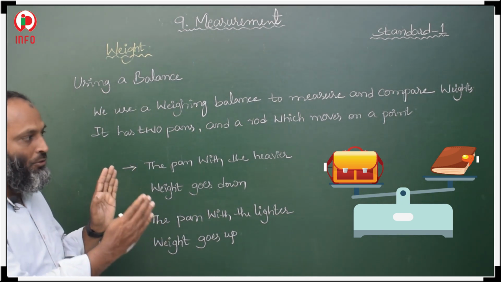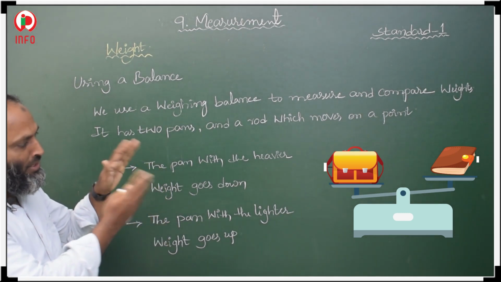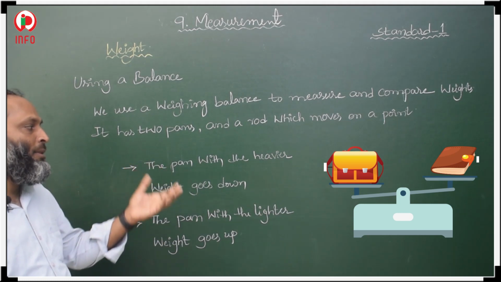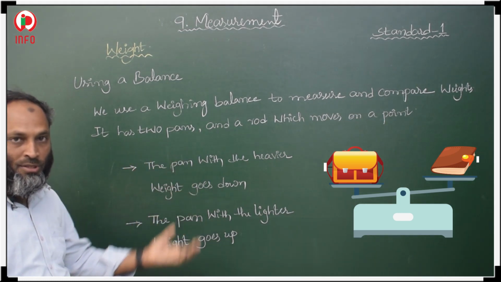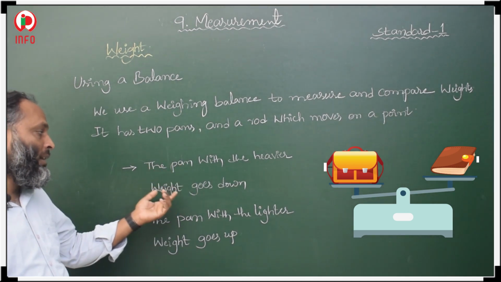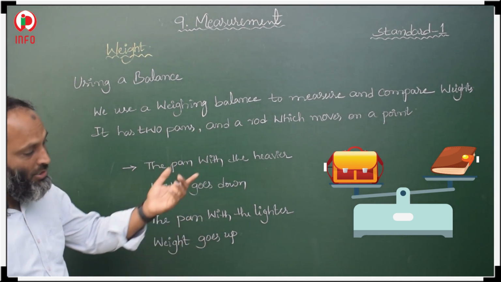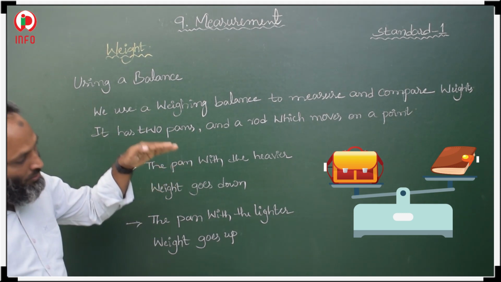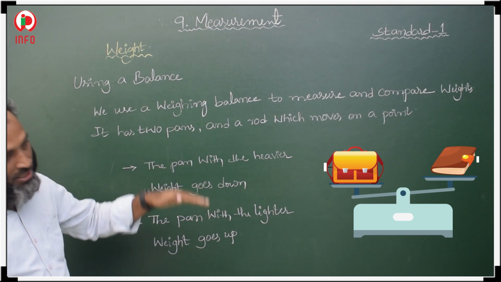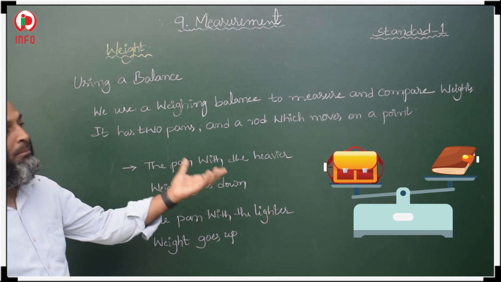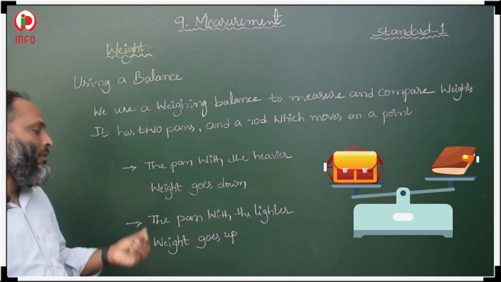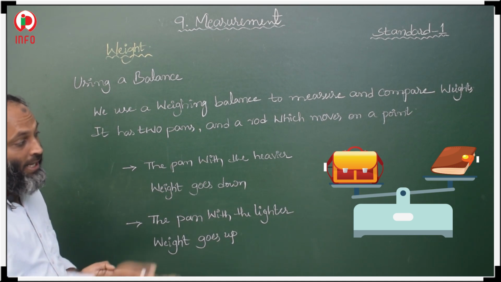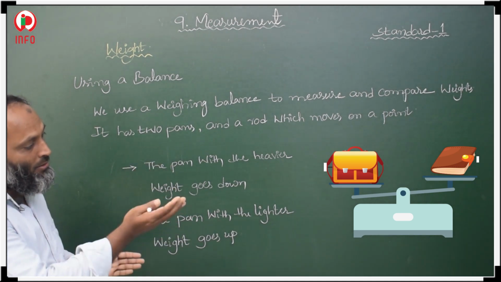Of these two objects, the bag is the heavier object, so it has heavier weight. The pan with the heavier weight goes down. See in the picture, of both the pans, the bag pan goes down. Why is it down? It's because the bag weight is heavier than the book weight. Then the pan with the lighter weight goes up. Here the book weight is lighter, so that pan moves up.